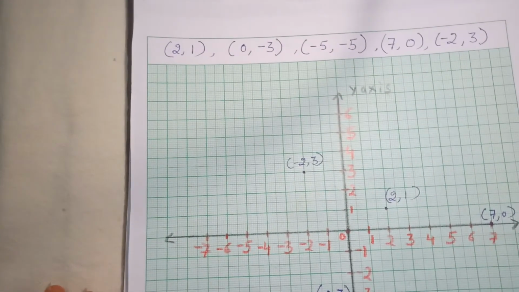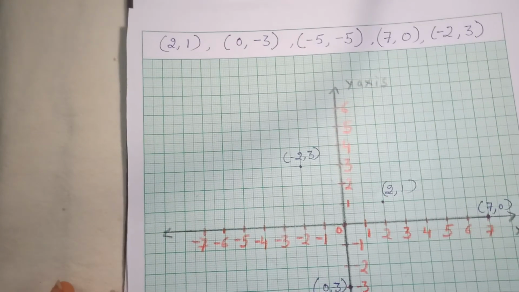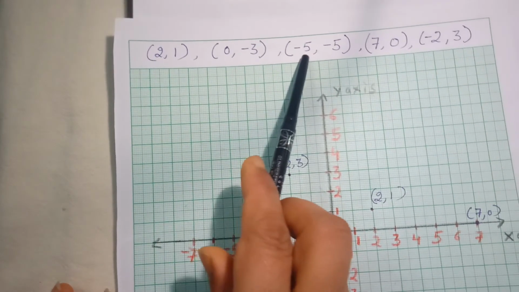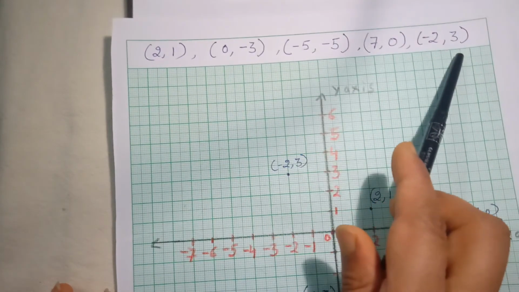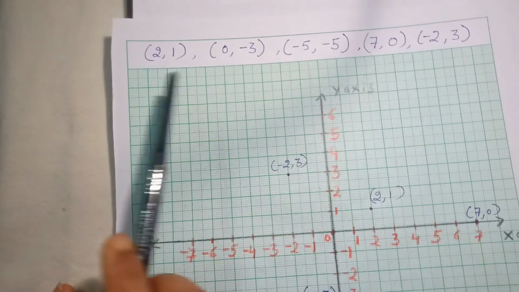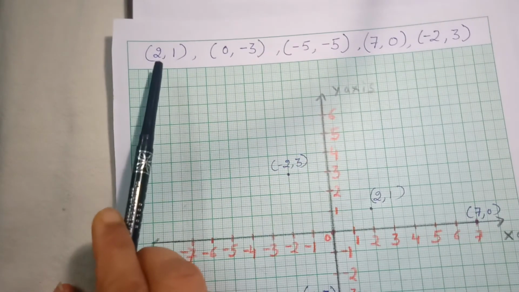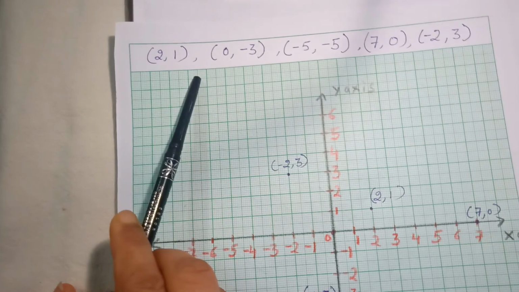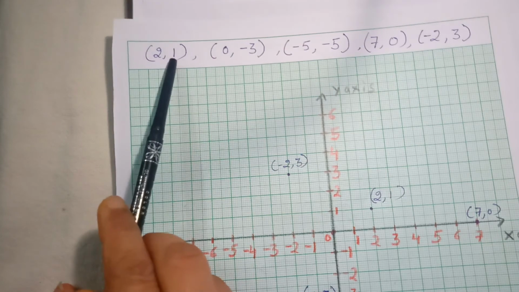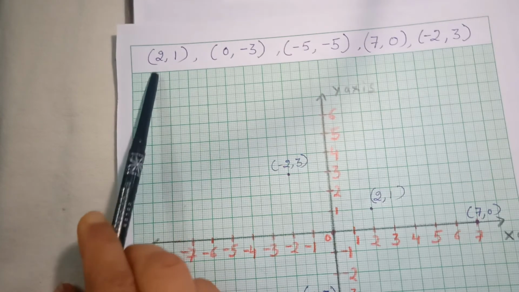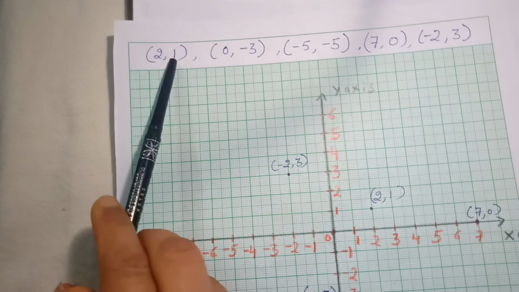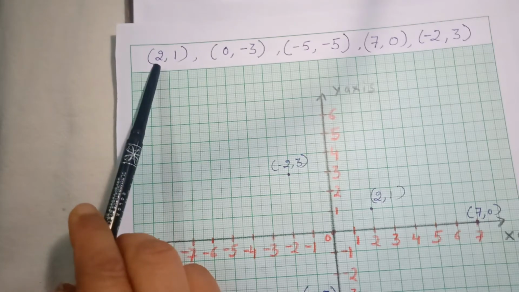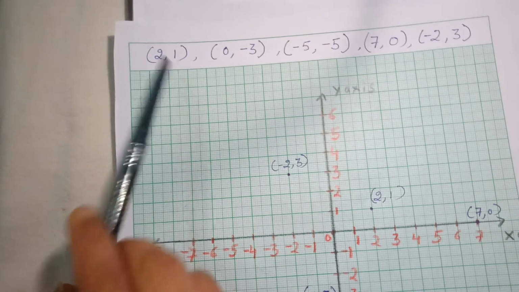Now here are some points that we have to plot on the graph paper: (2, 1), (0, -3), (-5, -5), (7, 0), (-2, 3). All these points are called coordinates. The first is called the x-coordinate, the second is called the y-coordinate. The first is the distance from the y-axis, the second is the distance from the x-axis. Or simply we can understand the first is the value for x and the second is the value for y.